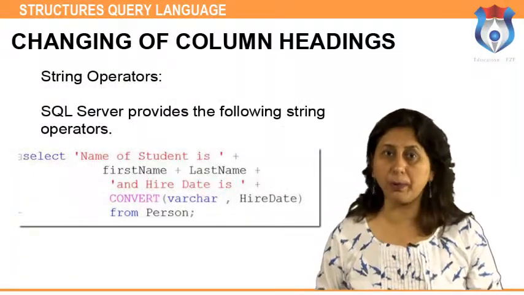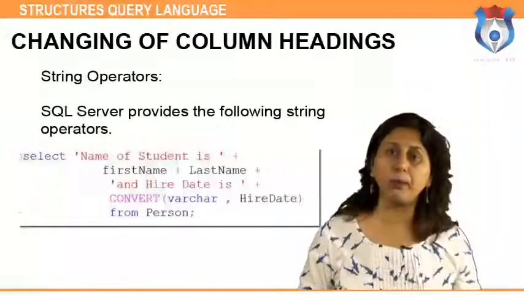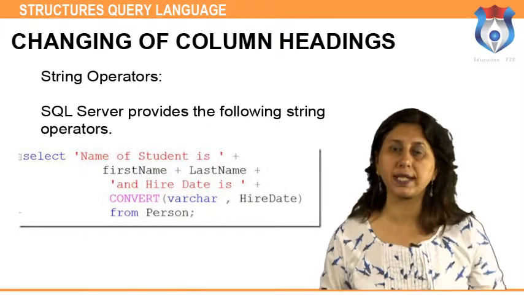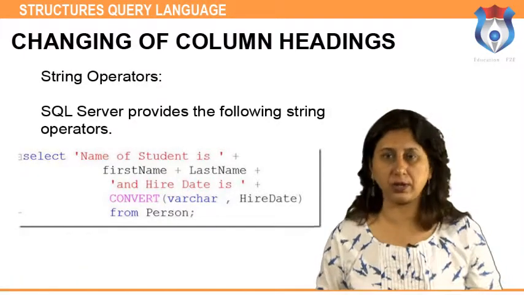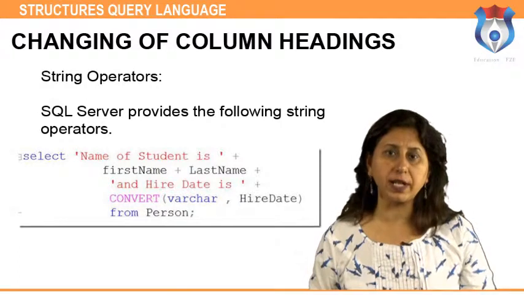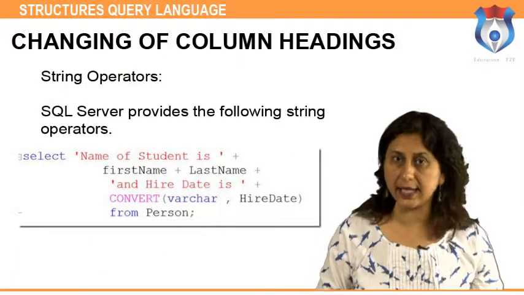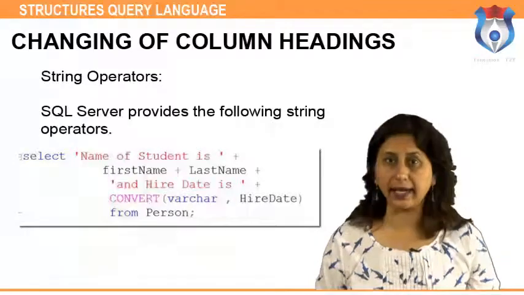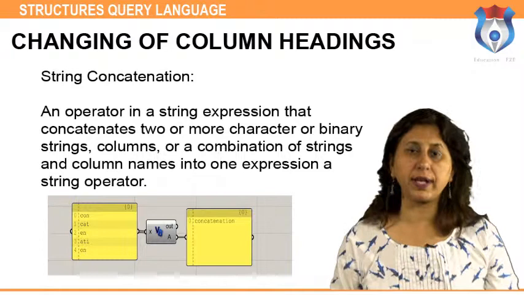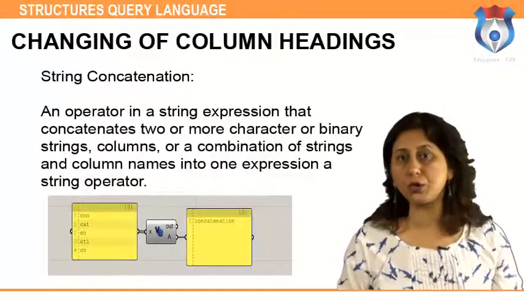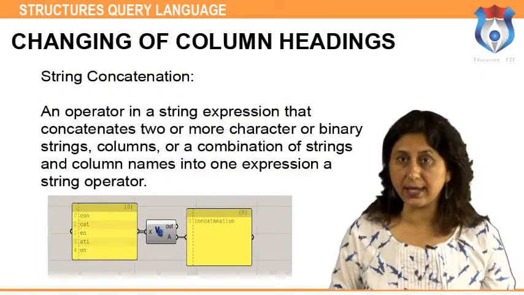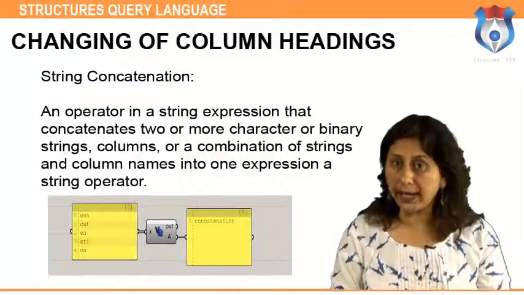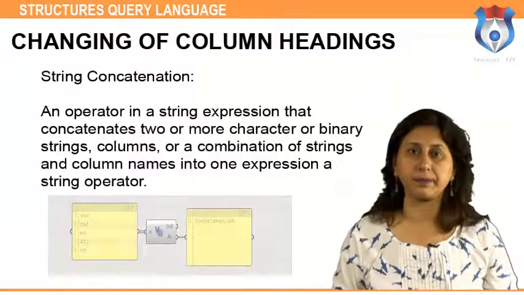String concatenation operators can combine two or more character or binary strings, columns, or a combination of strings and column names into one expression. Wildcard string operators can match one or more characters in a string comparison operation such as LIKE or PATINDEX. An operator in a string expression that concatenates two or more character or binary strings, columns, or a combination of strings and column names into one expression is a string operator.